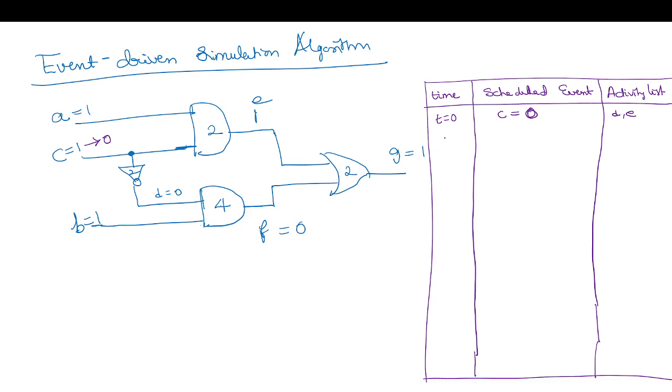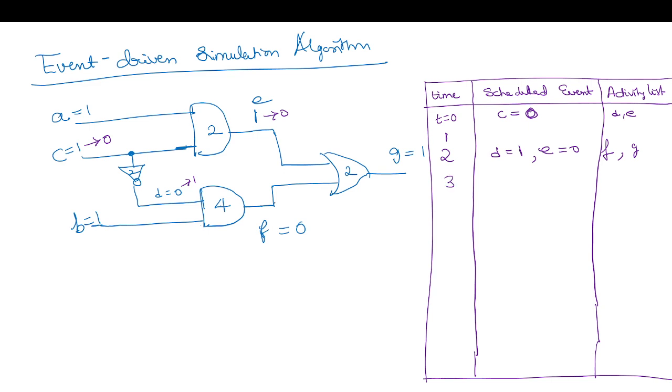Now, at least 2 seconds t should wait. So t equal to 2, the event will happen, both D and E. So D will be now 1 because this is 0, so this should be changed to 1. And E, which is 1, should also change to 0. So both the values have changed. Now this will change this value G and this will change the F.